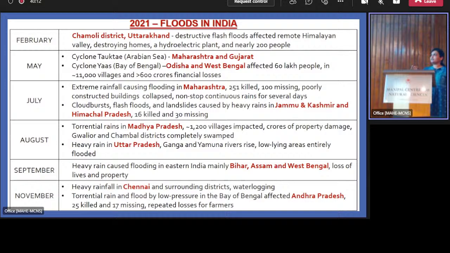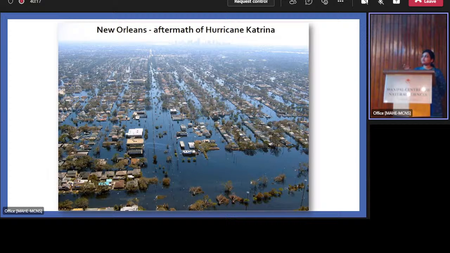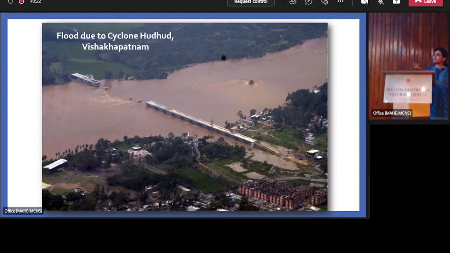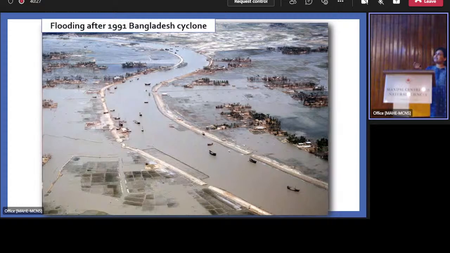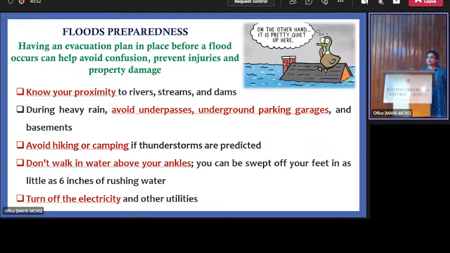However, these are the worldwide examples. These floods are in New Orleans, somewhere in Australia, in Vishakhapatnam due to Cyclone Burevi, and this is the 1991 Bangladesh cyclone, which created huge flooding. Having an evacuation plan in place before a flood occurs can help avoid confusion and prevent injuries and property damage. So these are the things that need to be taken care of.